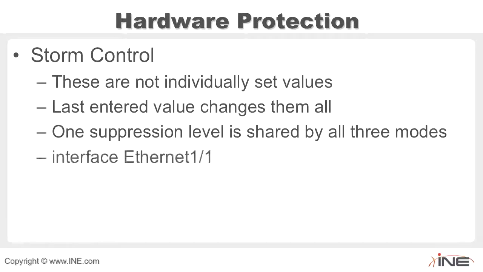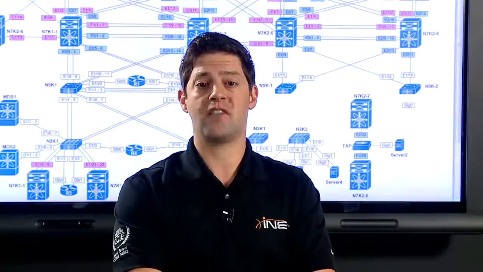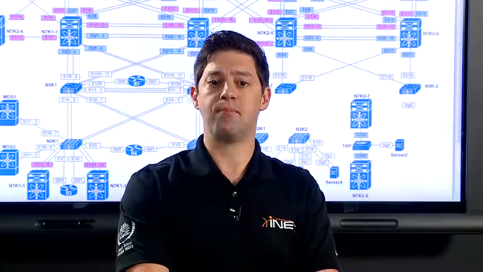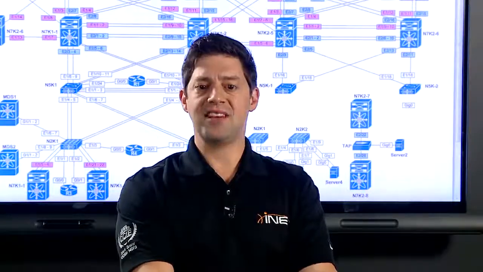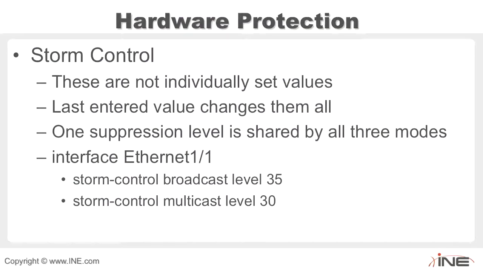So for instance, if I have interface Ethernet 1/1, or any given interface that I choose to turn storm control on, and I say storm control broadcast level 35%, so 35% of the traffic coming in being broadcast, it should begin to drop that. And then I say storm control multicast level 30. This actually changes the broadcast and the multicast level to 30.